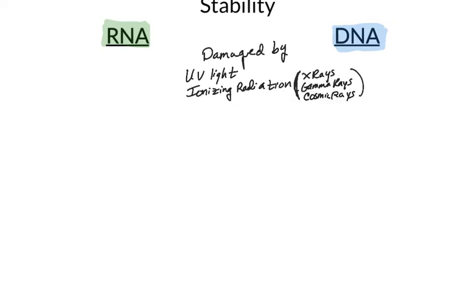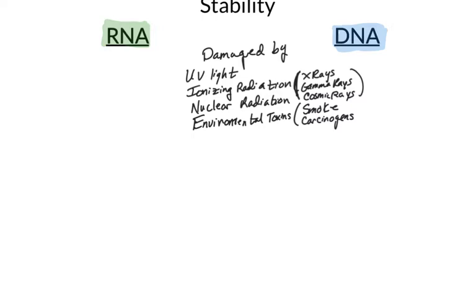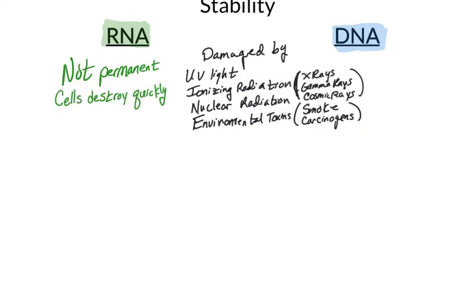Now let's look at the comparative stability of RNA and DNA. Both RNA and DNA can be damaged by UV light, ionizing radiation, like X-rays, gamma rays, cosmic rays, radiation from nuclear reactors, that type of thing, and also from environmental toxins such as smoke, other carcinogens. When RNA is damaged, it's not such a big problem because it's just usually destroyed by the body immediately. And the body recycles the RNA over and over again. It's constantly being destroyed, so it's not a problem.